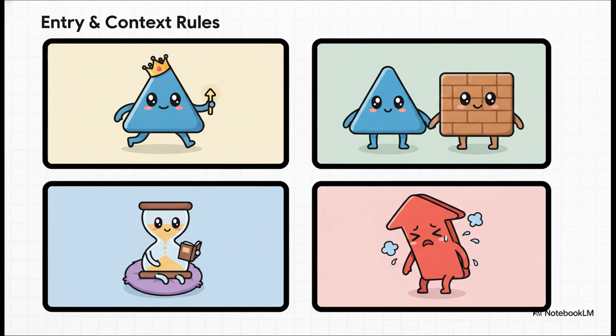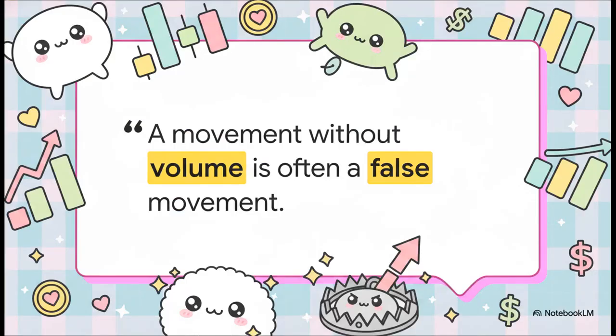So if the price is making a new high, but the delta is dropping, that usually means the buyers are totally exhausted, and a reversal might be right around the corner. And this brilliantly illustrates rule number 5, which honestly might be the single most important quote in this entire explainer. Volume is more important than price. A movement without volume is often a false movement.